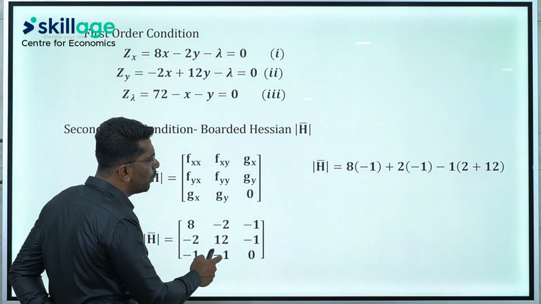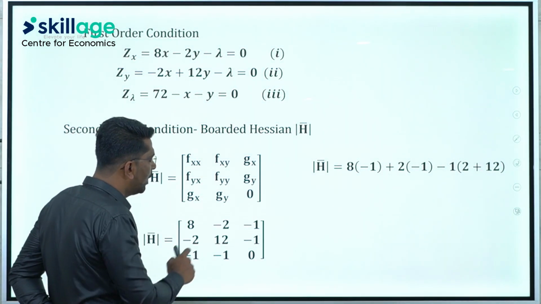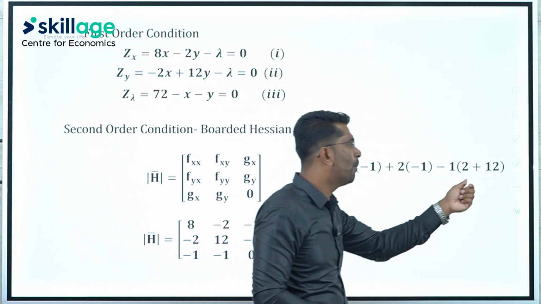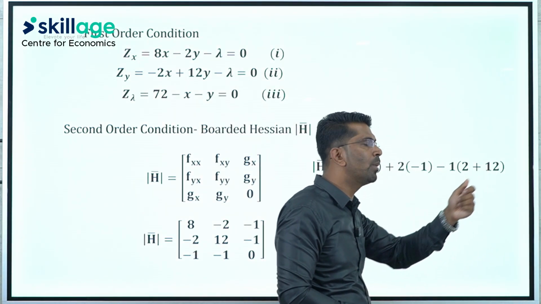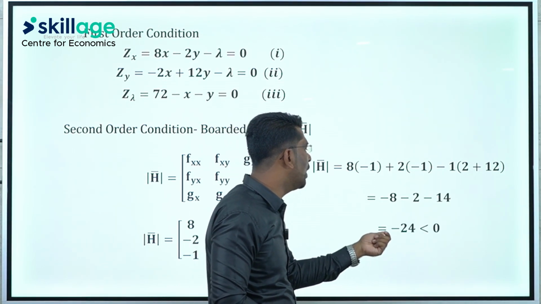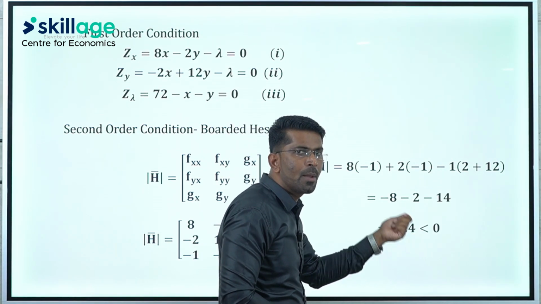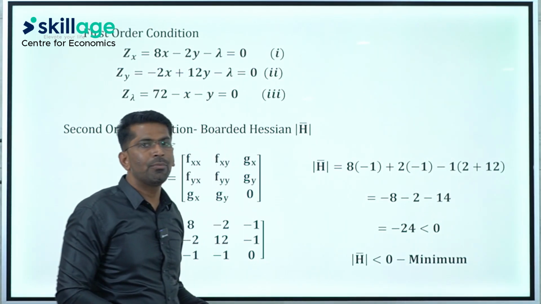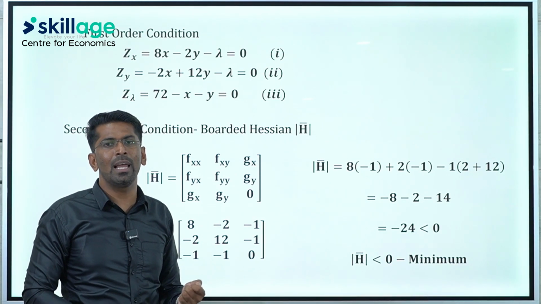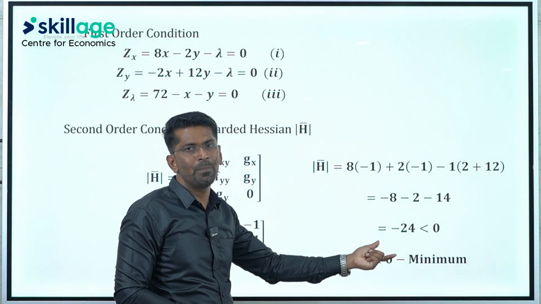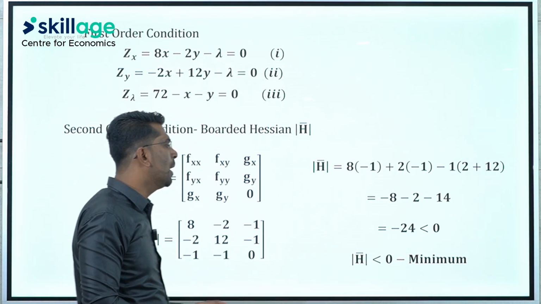Then the third element, crossing the concerned row and column. Then minus 2 into minus 1 will become plus 2. Then minus 1 into 12 is equal to minus 12, which becomes plus 12. If you simplify it, the determinant value will be minus 24, which is less than 0. So if the bordered Hessian determinant value is less than 0, then this is the condition for the minimum. This is the condition for minimization.